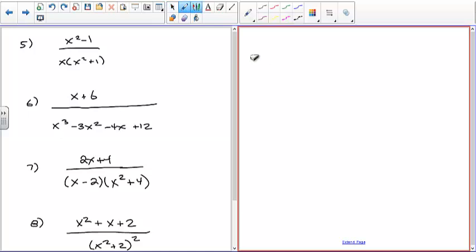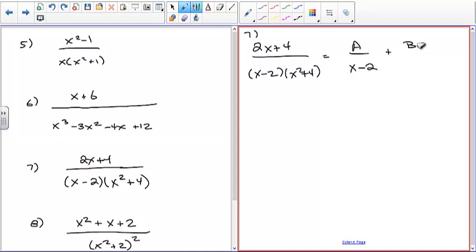Okay, let's work on problem number 7. So this is another example of a linear and a quadratic factor. So what we're going to do here is take (2x plus 4) divided by (x minus 2) times (x squared plus 4). For the linear factor, we just have a constant a that we have to determine. For the quadratic factor, we have to have bx plus c, all divided by x squared plus 4.